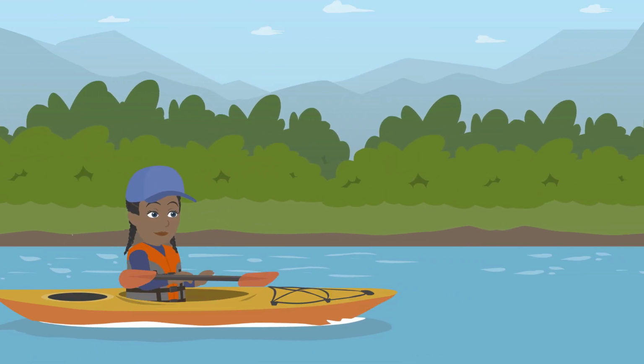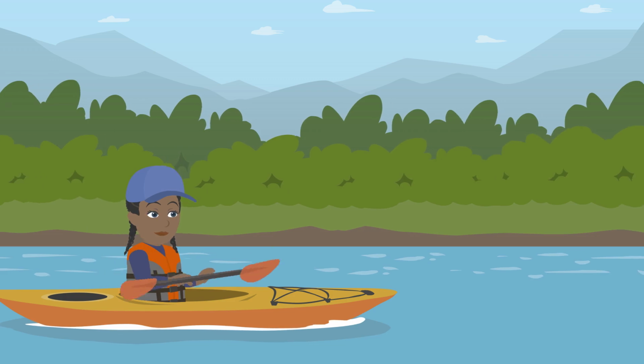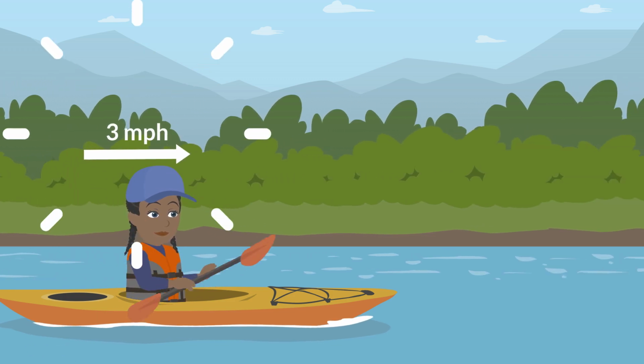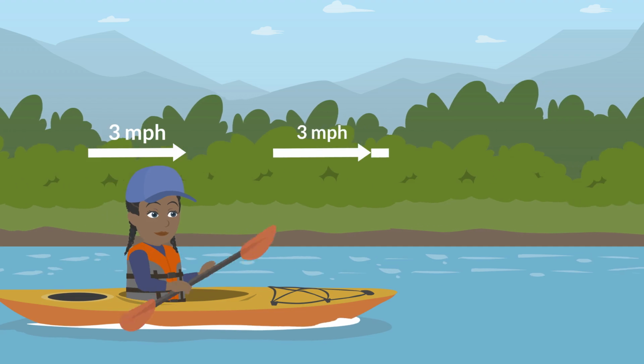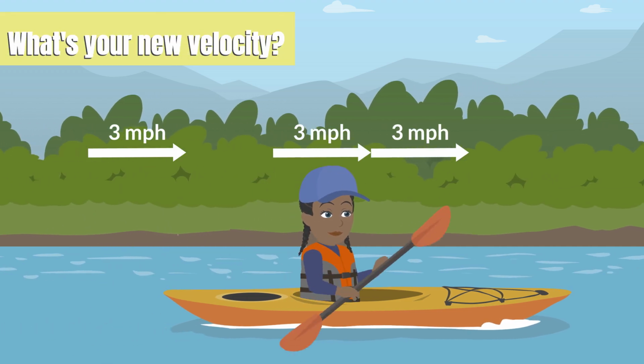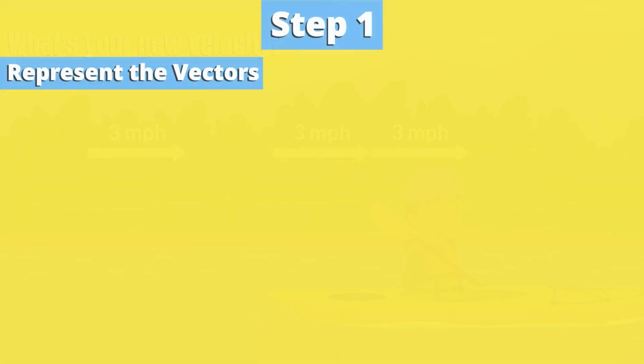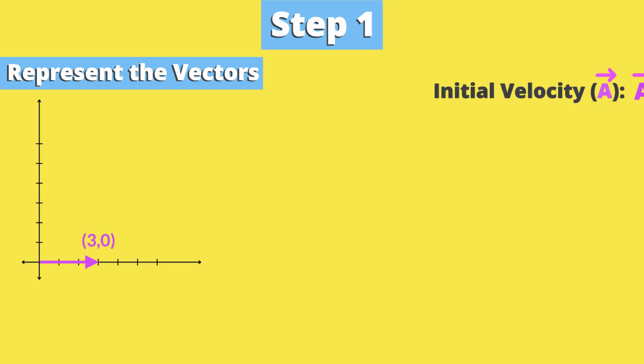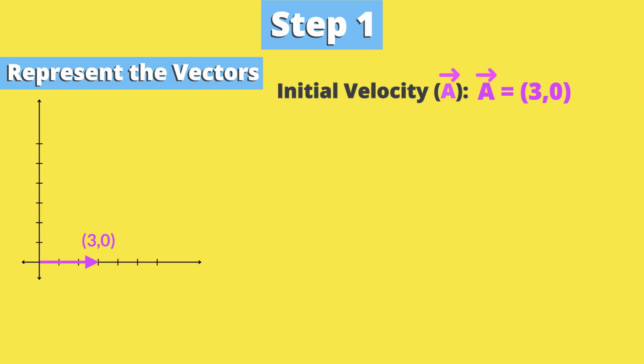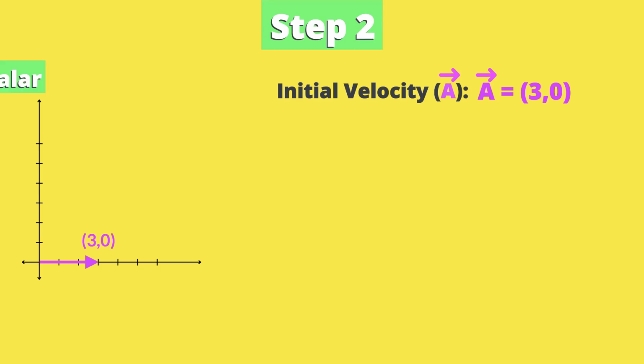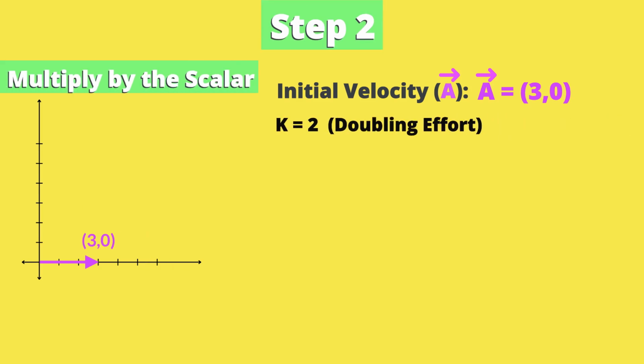Example 1. Doubling your effort, simple. You're paddling your kayak at 3 miles per hour east, but you decide to double your effort. What's your new velocity? Step 1. Represent the vector. Your initial velocity is a equals 3, 0. Step 2. Multiply by the scalar. The scalar here is 2 because you're doubling your effort.